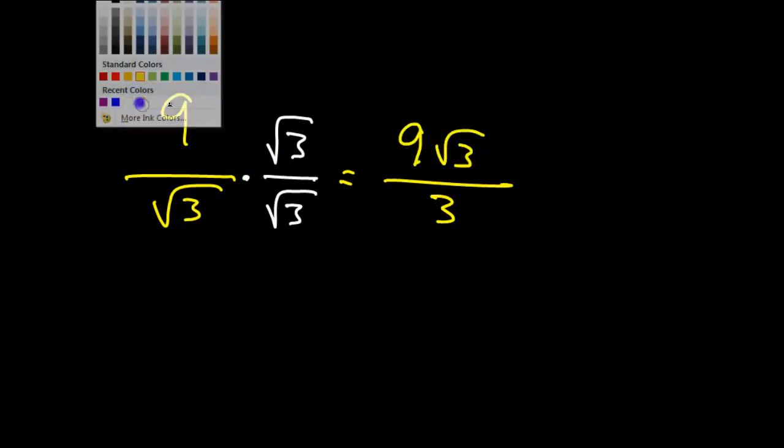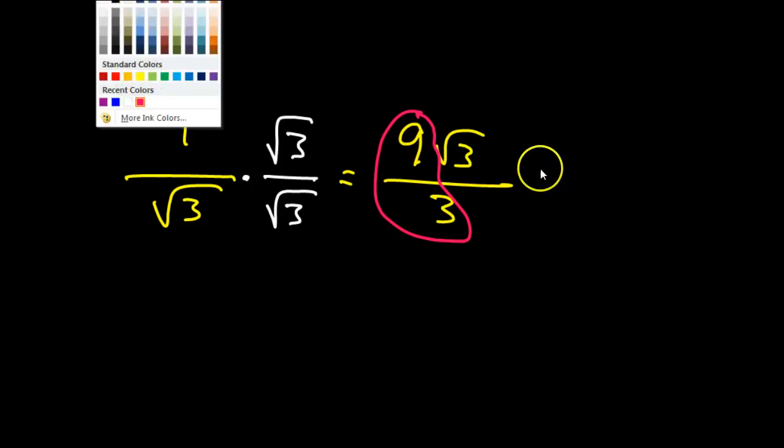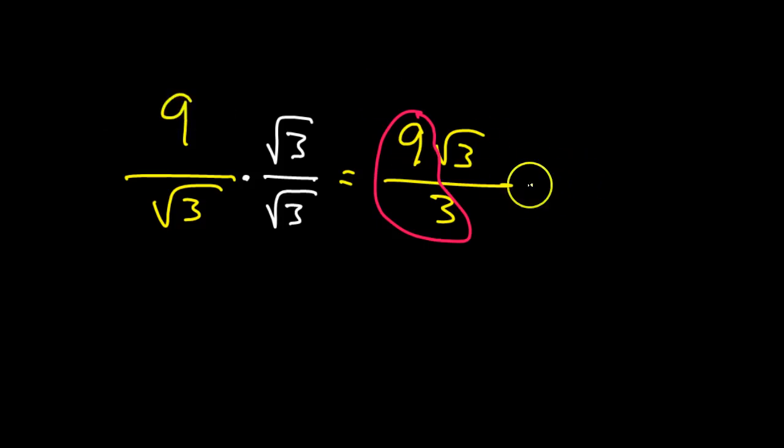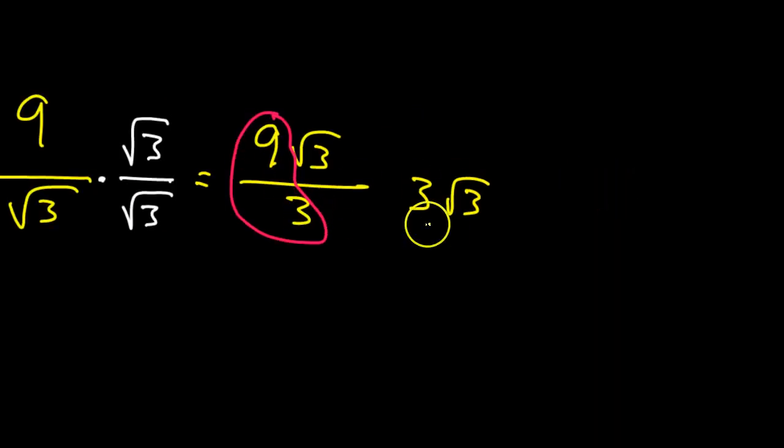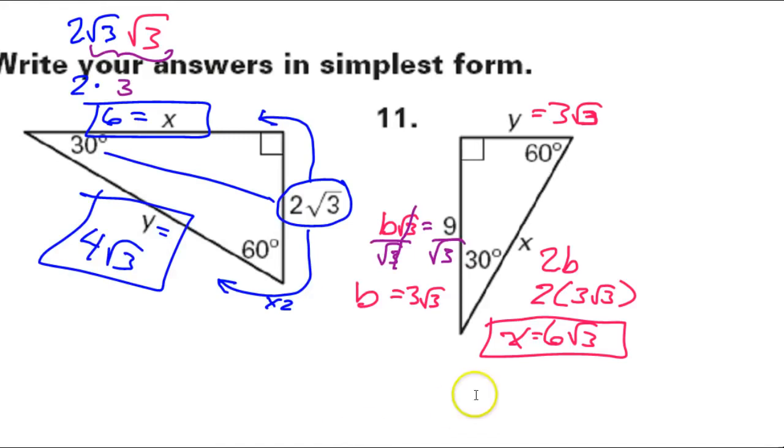However, this part right here I can simplify. 3 divides into 9 3 times. So that's why this is going to become 3 radical 3. Okay, the 9 divided by 3 is the 3, and then the radical 3 just comes down. So that's how you would find it if you were not allowed to use your TI-30XS MultiView.